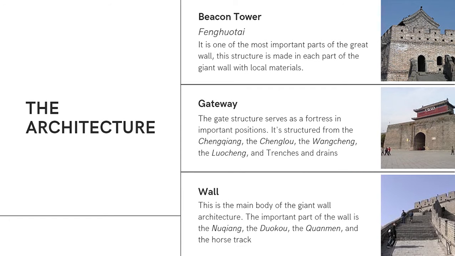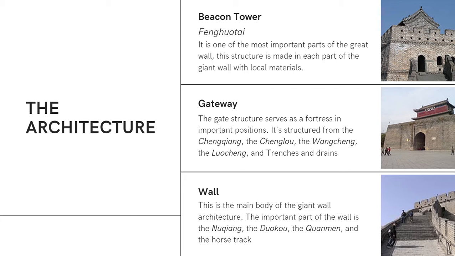The architecture. The first is the Beacon Tower, which can also be called Feng Ho Tai. It is one of the most important parts of the Great Wall. This structure is made in part of the giant wall with local materials. The second is the gateway. The gate structure serves as a fortress in an important position. Its structure consists of the Chengqiang, the Chenglu, the Wangcheng, the Luocheng, and trench and drains.